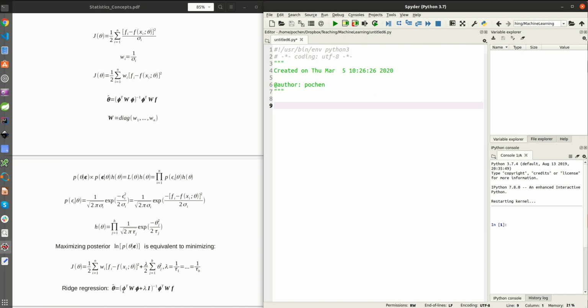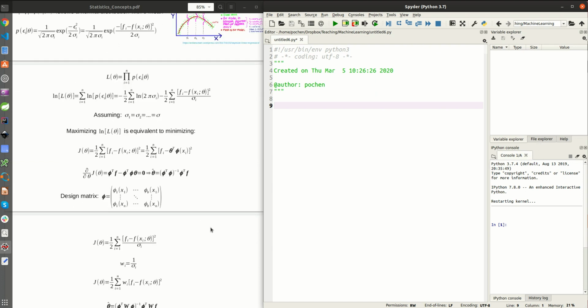So we can treat it as phi transpose times phi plus lambda multiplied with an identity matrix, and then the whole thing takes the inverse, and then phi transpose W, where W is identity, so ignore it, and then times the F vector. So let's try this ridge regression.